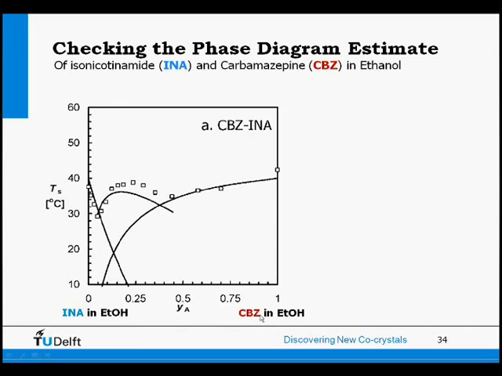And for carbamazepine it's the other way around. So on the right we have pure carbamazepine in ethanol, and on the left there's no carbamazepine in the solution. And so isonicotinamide gradually decreases going to the right, and carbamazepine concentration gradually increases going to the right. And that's a convenient way of screening the phase diagram with saturation temperature measurements.